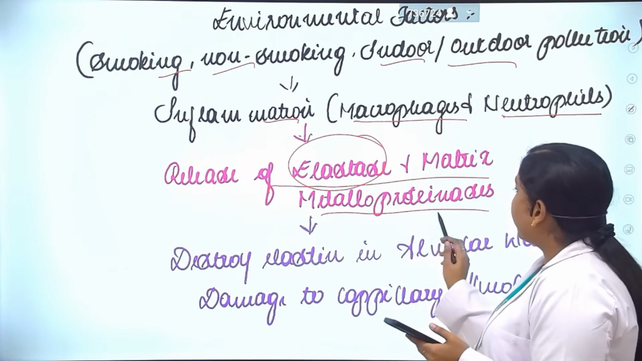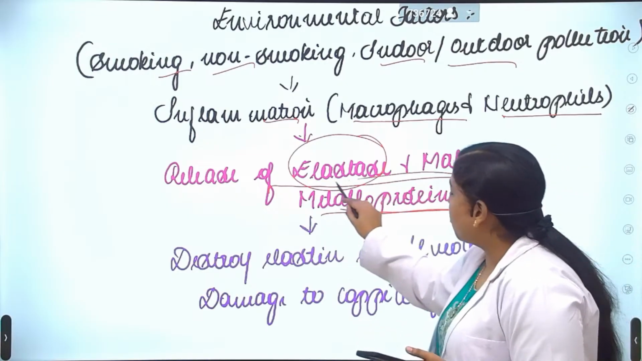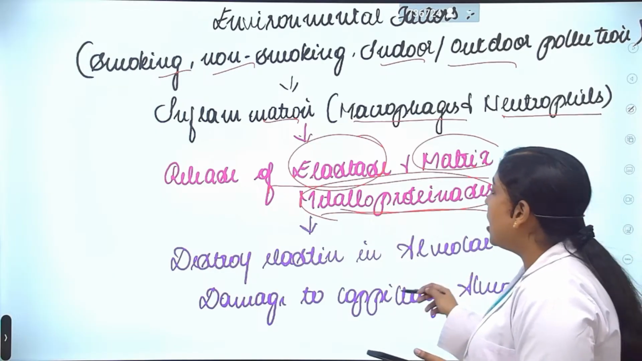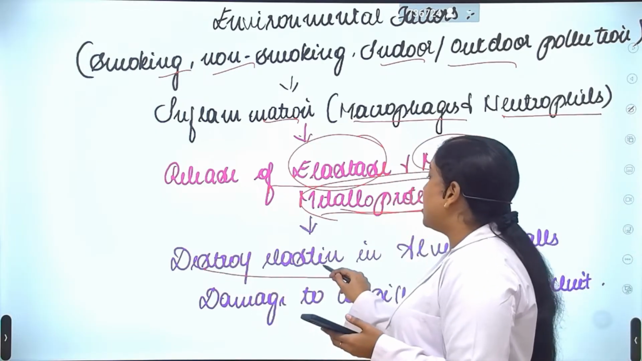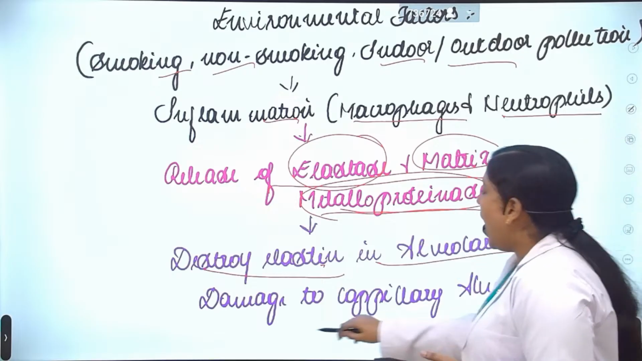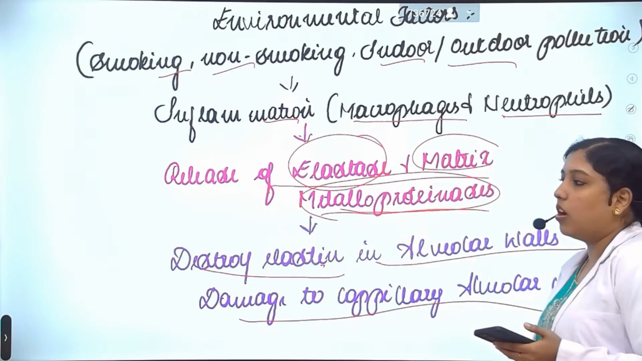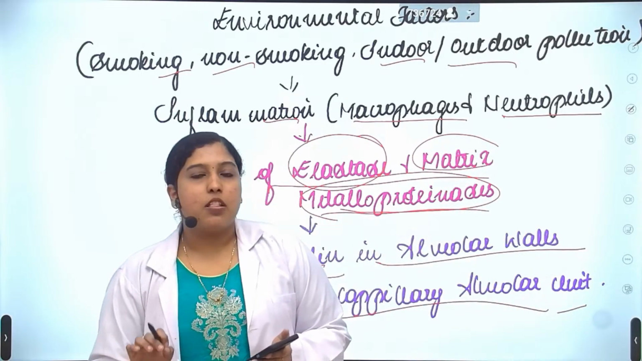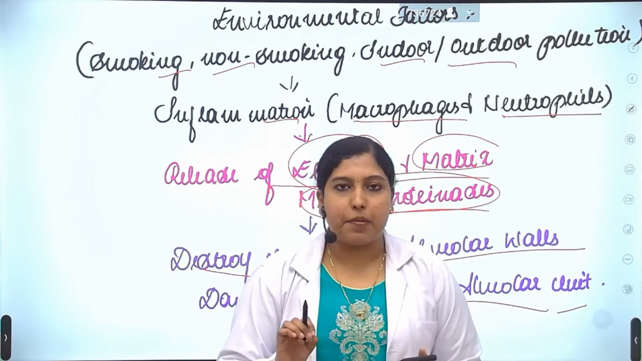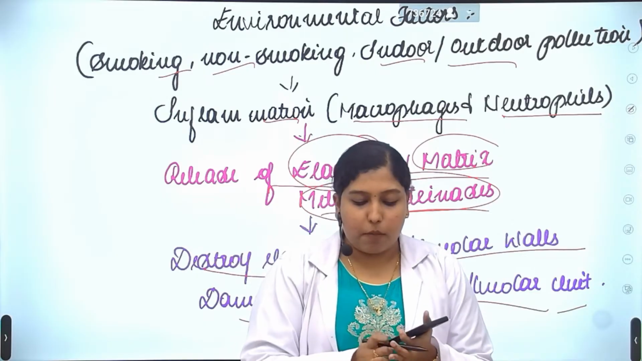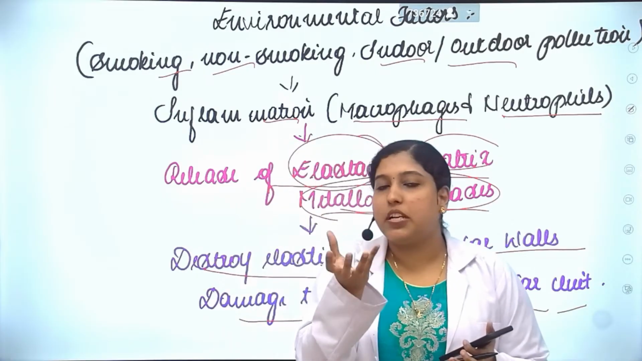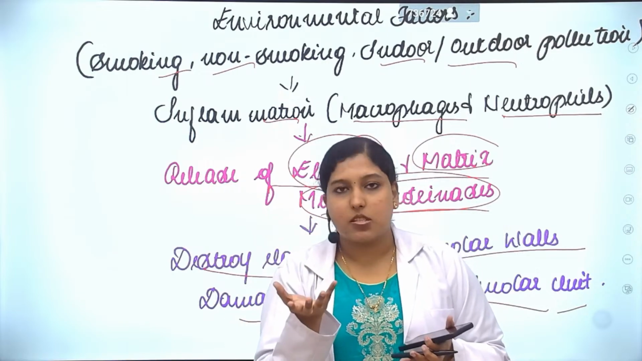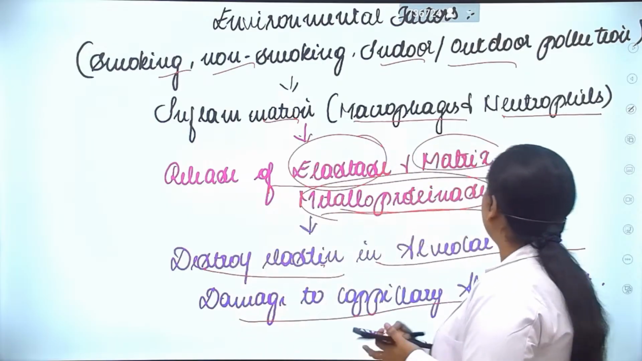Once this matrix metalloproteinase and everything is released, what will happen? It ultimately destroys the elastin in the alveolar wall and damages the capillary alveolar unit. So the ultimate thing to notice is that the elastic fiber is damaged, and thereby the pressure maintained in the alveoli is lost and the alveoli become unstiff, without any elastic component.